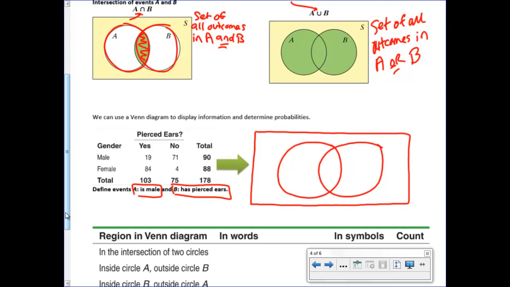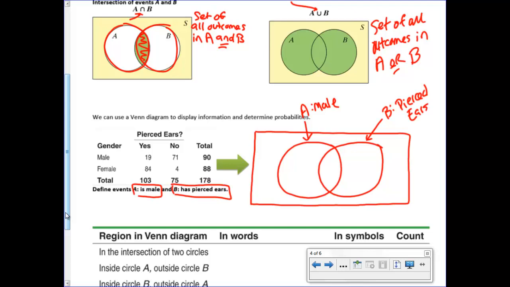So we're going to say A is male, B is pierced ears. So I'm going to say, hey, this circle, A, represents male. For this circle here, let's say that's B, and these are the people that have pierced ears.